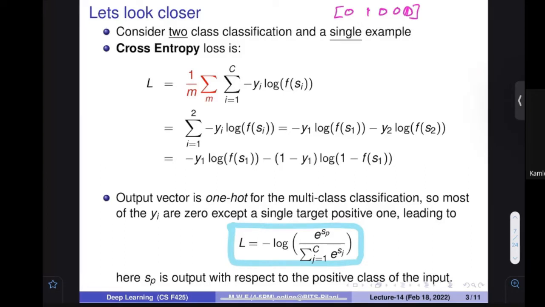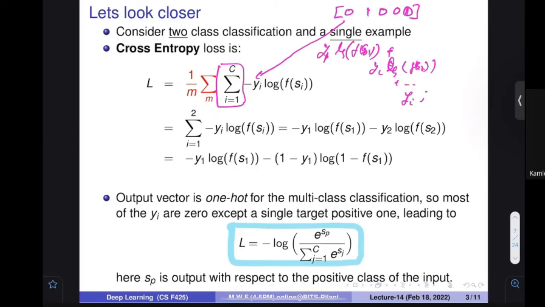So if we put in these C-time summations, what is going to happen? Multiple terms would be there: y1 multiplied by log of f s1, plus y2 multiplied by log of f s2. Okay, am I right? My writing is not that good, so I can write it as y i times log of f s i, like that. So this is going to be the term.